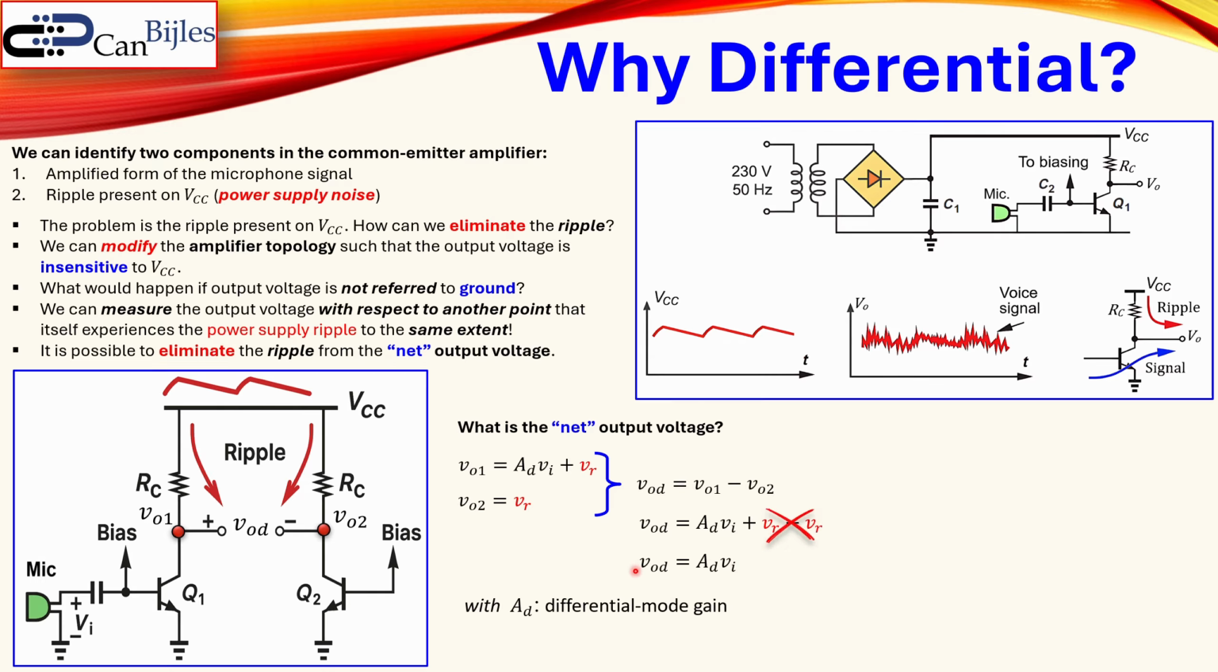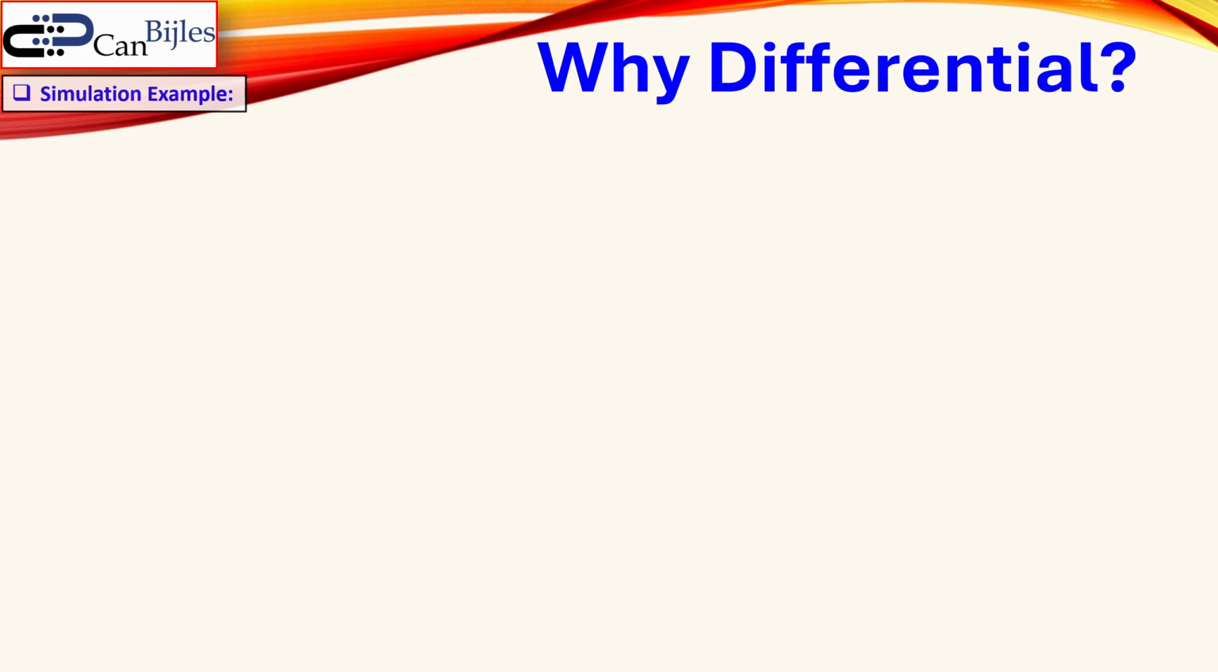So our VOD, which is our differential mode output voltage, is now the differential mode gain times the input voltages, which are information only, and not anymore the ripple from the power supply VCC. So we have eliminated our ripple, and this is exactly what we wanted. So our differential mode amplifier topology will solve the problem of our ripple because of this VCC. Okay. Let's see that in more detail.